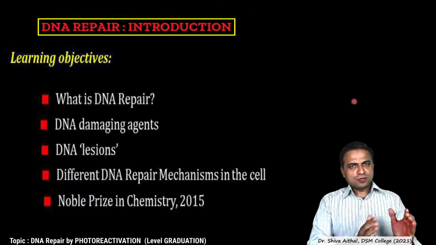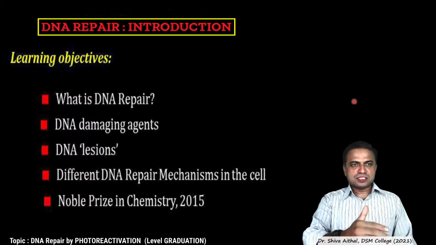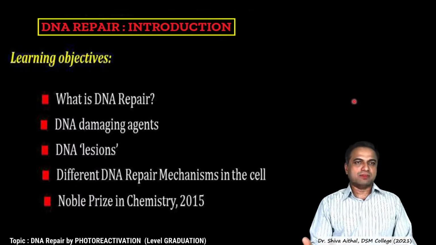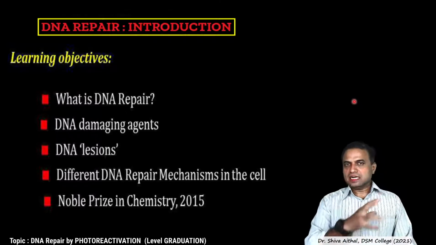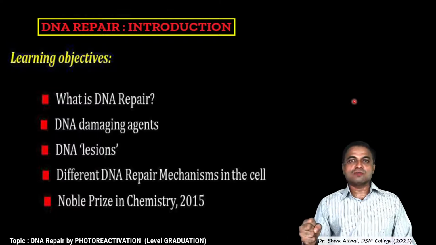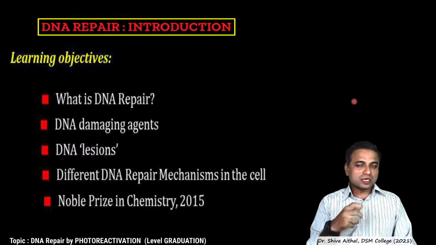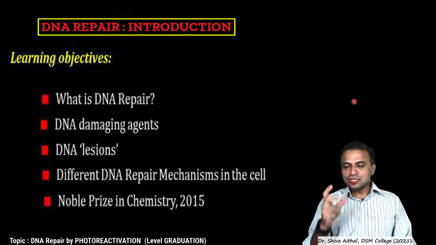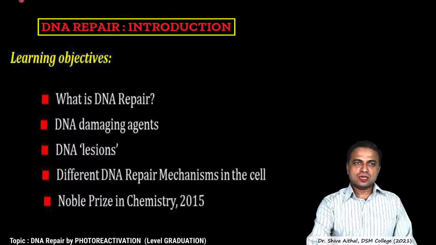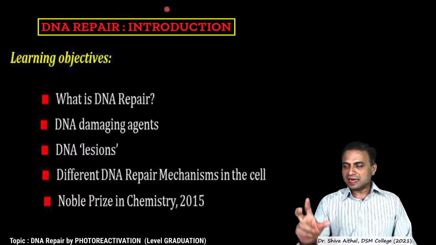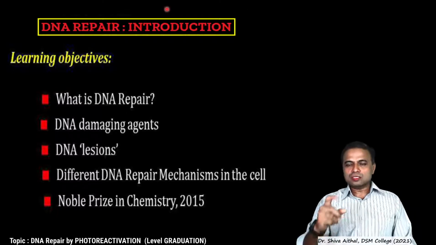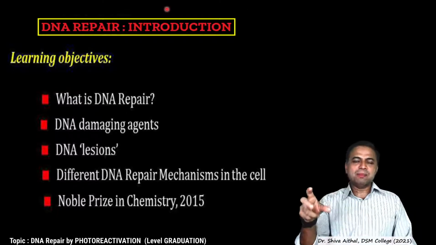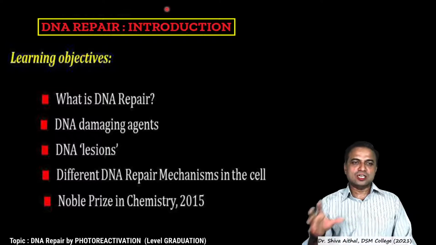But before going to photoreactivation as such, we will just see what actually is the concept of repair. What you should understand by studying these 3 to 4 types of repair: you should know what a DNA repair system is. You should know what DNA damaging agents do. You should know the concept of DNA lesions. Anything which is damaging DNA, such as an adduct or a dimer or some base change, or which is hampering or stopping the process, is called a lesion.